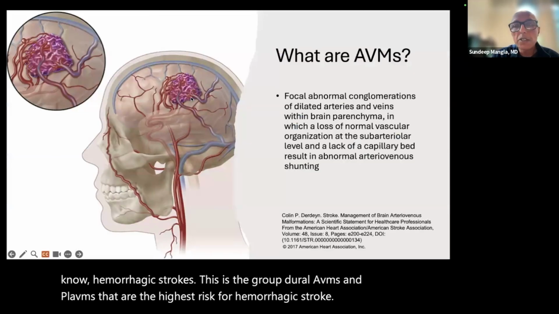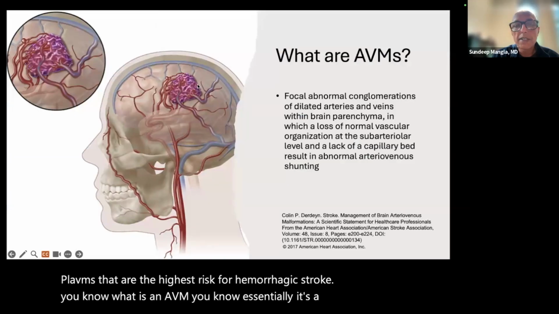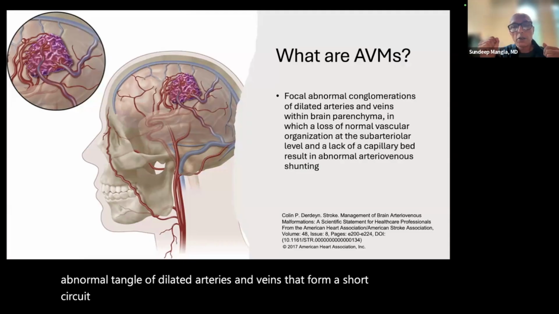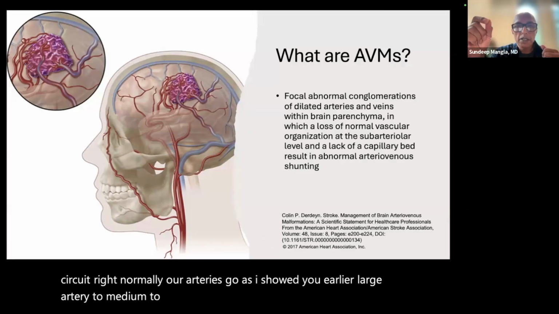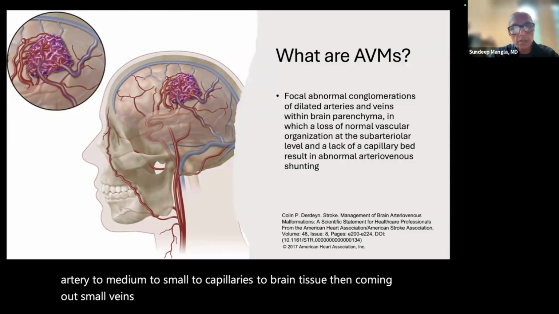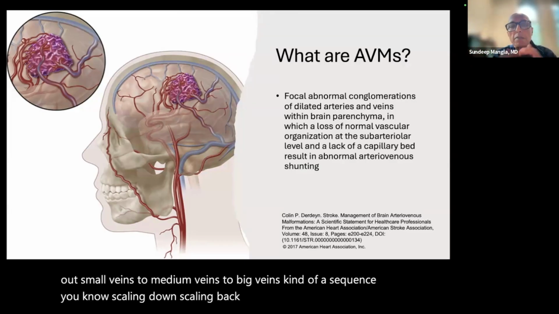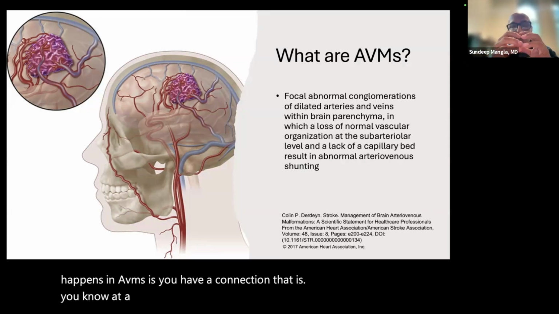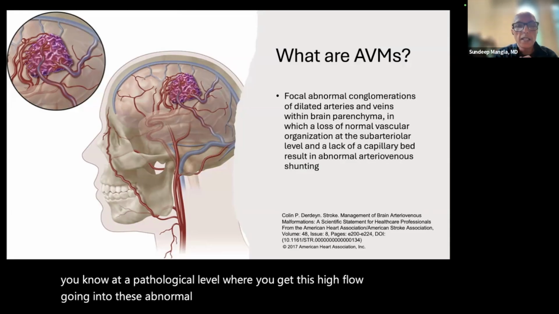What is an AVM? Essentially it's a focal abnormal tangle of dilated arteries and veins that form a short circuit, right? Normally our arteries go, as I showed you earlier, large artery to medium to small to capillaries to brain tissue, then coming out small veins to medium veins to big veins, kind of a sequence, scaling down, scaling back up. But what happens in AVMs is you have a connection at a pathological level where you get this high flow going into these abnormal vessels, and then it drains into abnormal veins.